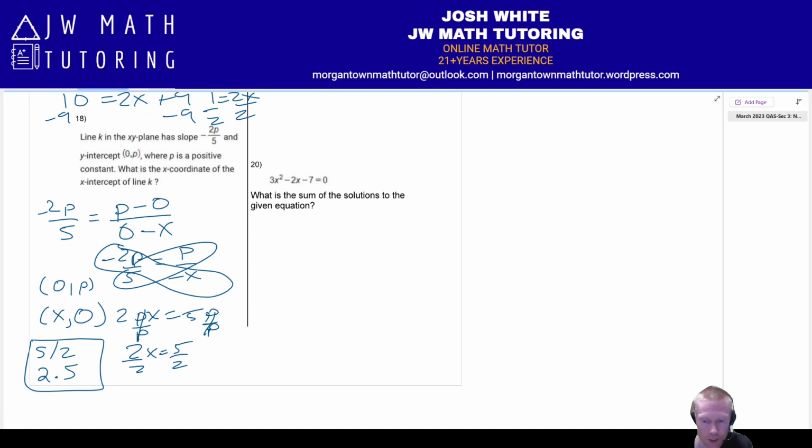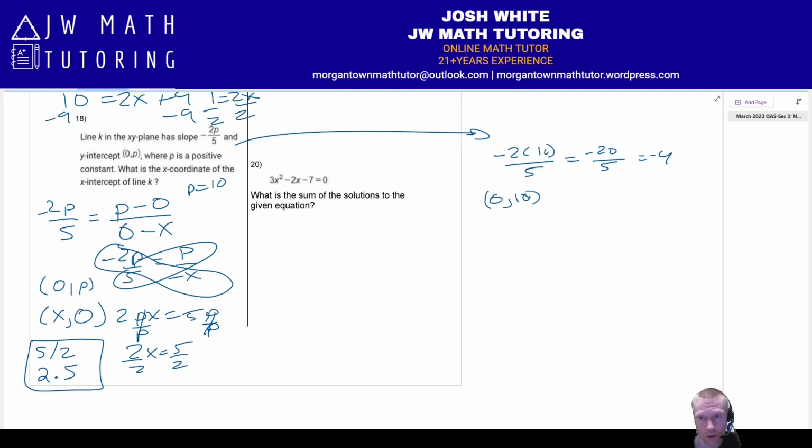So what I would do if I wanted to do picking numbers is let p equal 10. I'm just going to do the work over here on the side. So that means the slope for this would be negative 2 times 10, which is negative 20 over 5, or negative 4. It also means the y-intercept would be 0 comma 10. So therefore, if I know the slope of this line and I know its y-intercept, now I can just write its equation. y equals negative 4x plus 10, right?